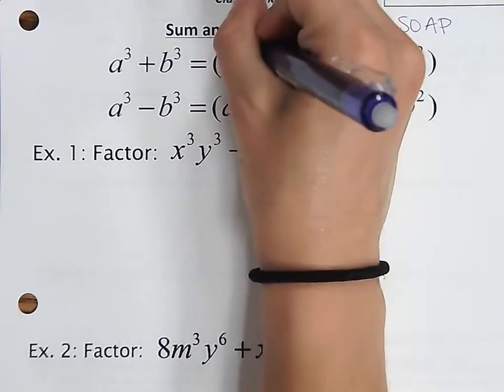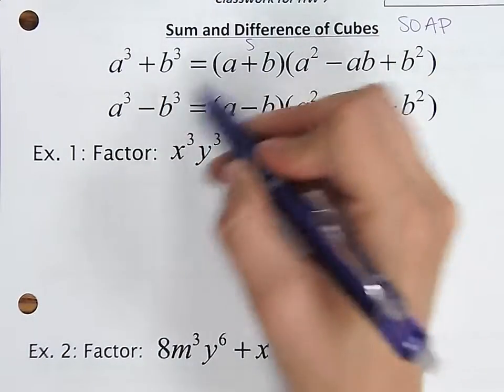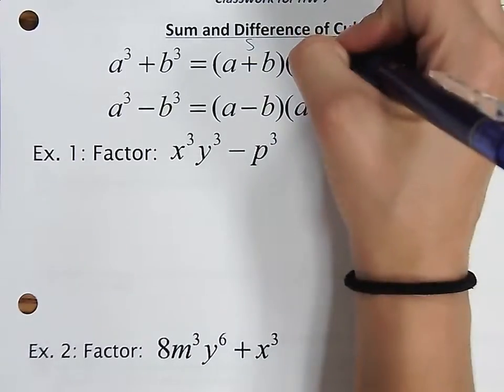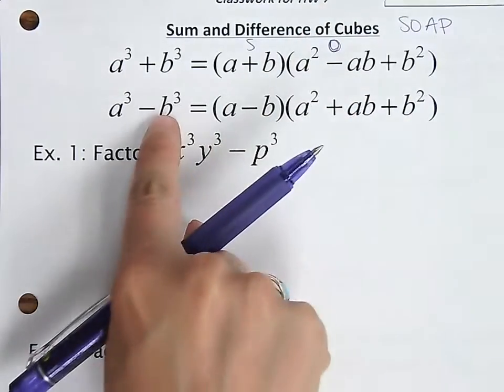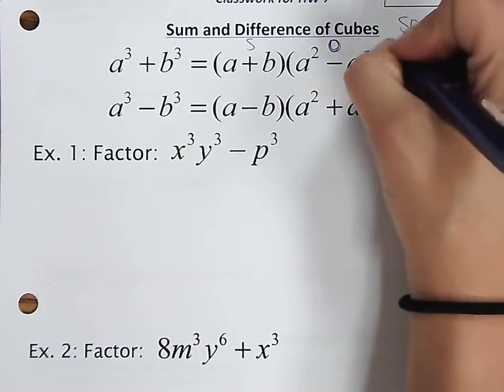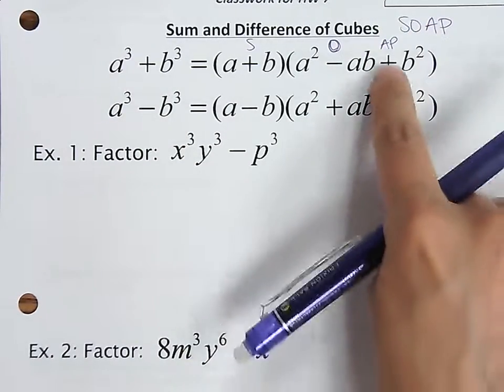So S, these will always be the same. O, these will always be opposite. And A is positive, these will always end in a positive.